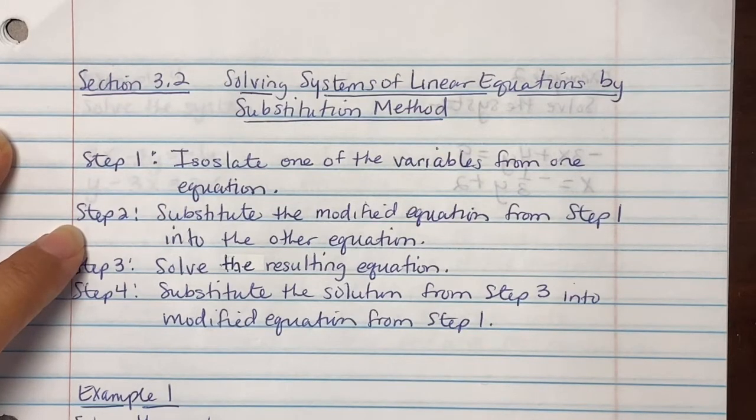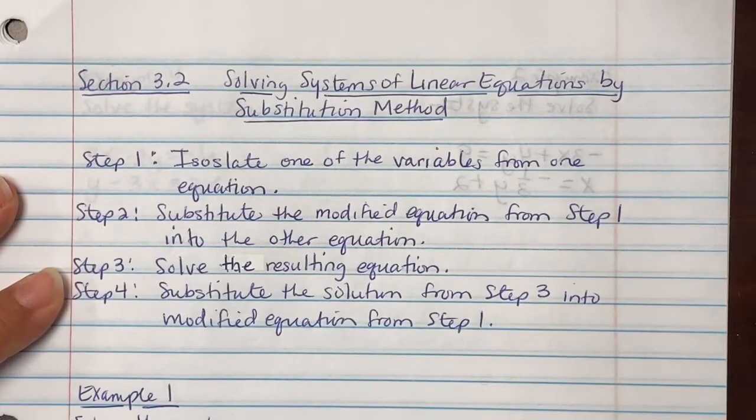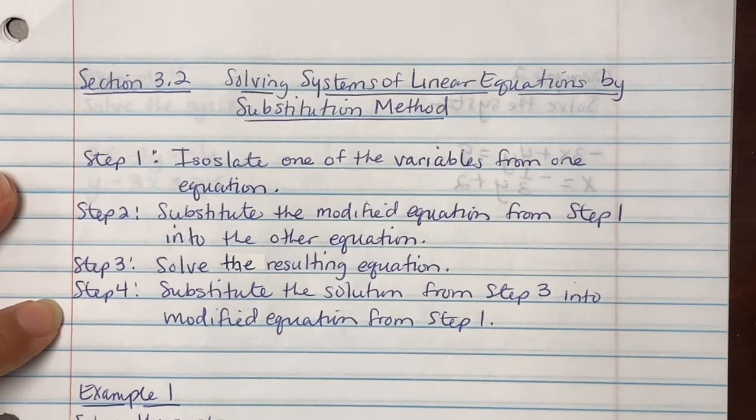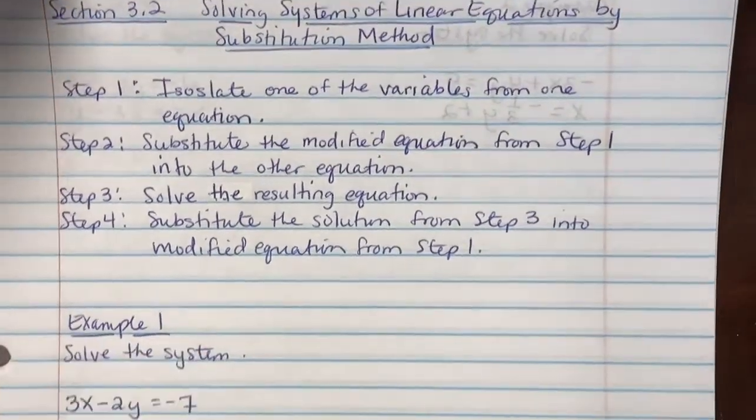Step 2, you're going to substitute the modified equation from step 1 into the other equation. Step 3, solve the resulting equation. Step 4, substitute the solution from step 3 into the modified equation from step 1. So this is how it's going to play out. So let's look at example 1.